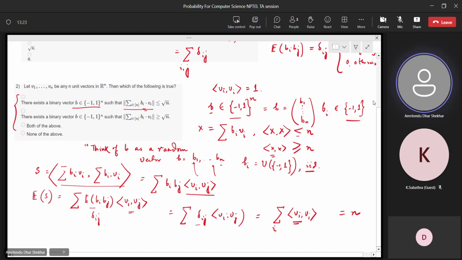Now, if the expectation is equal to n, then that means there must exist some value that this random vector takes for which this quantity S is bigger than n, and something for which this quantity is smaller than n. So in fact, both these options are correct, and this is the right answer. Okay. So this is an example of the probabilistic method with which you can say a lot of these things.